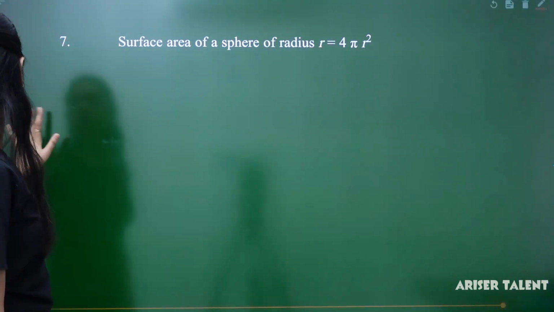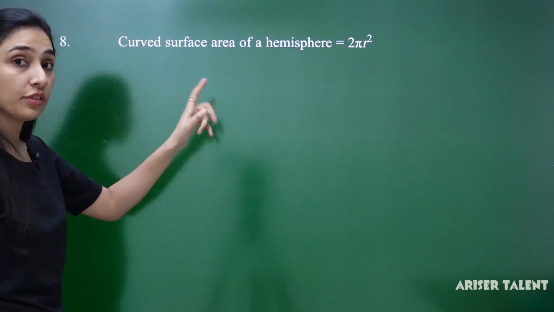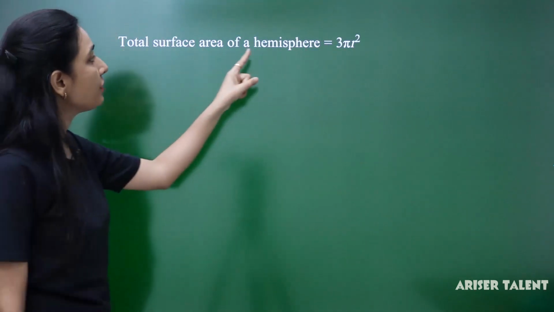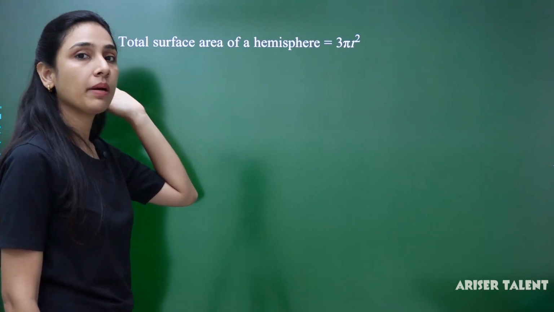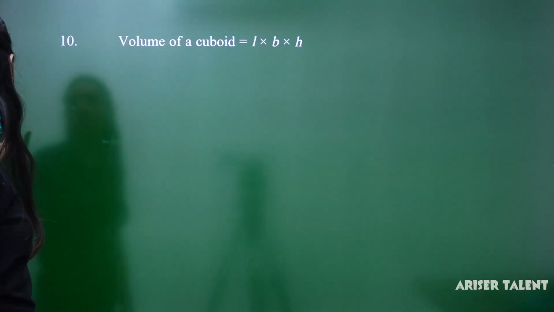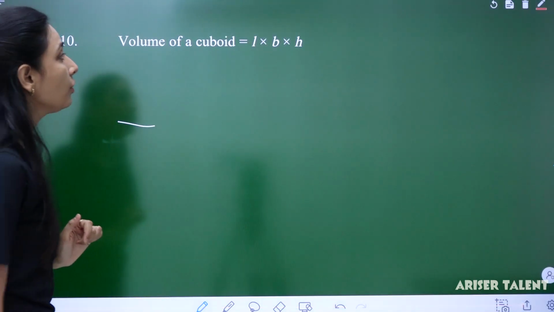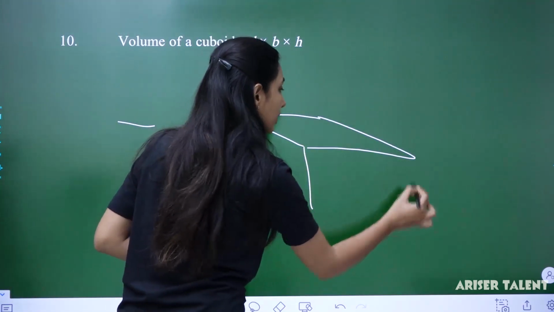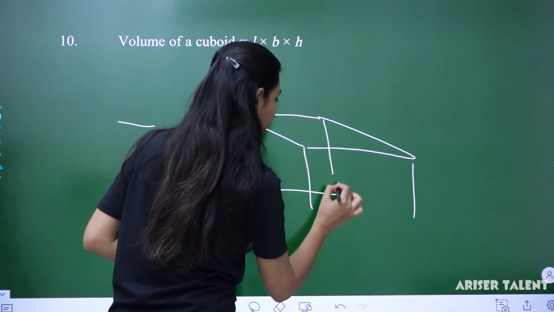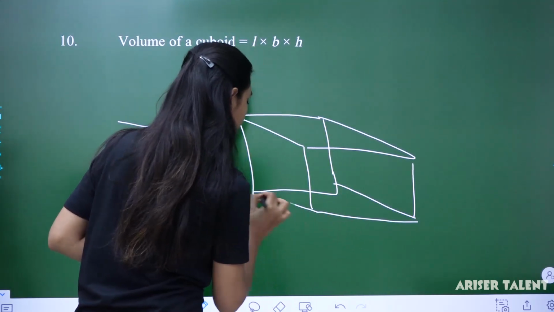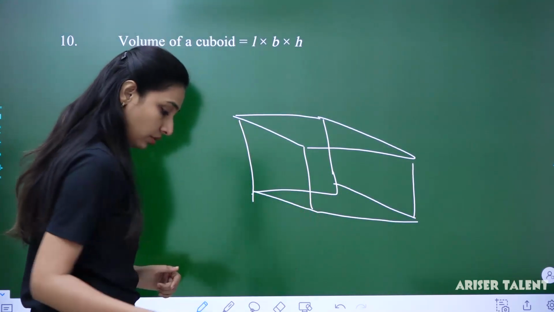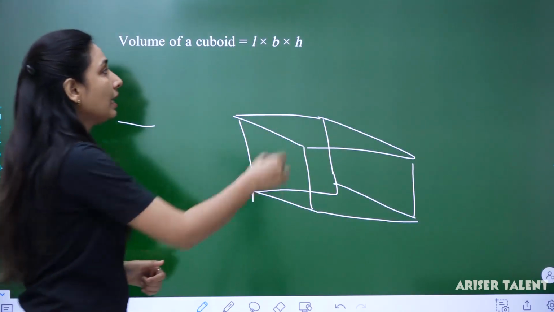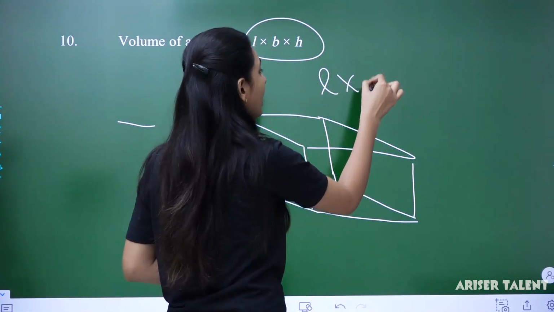Okay. So here it is, curved surface area of hemisphere is 2 pi r square and the total surface area of hemisphere is 3 pi r square. Okay. The next, volume of the cuboid, simply you will be multiplying all the three edges of it. So that is going to be L multiplied by B multiplied by H.